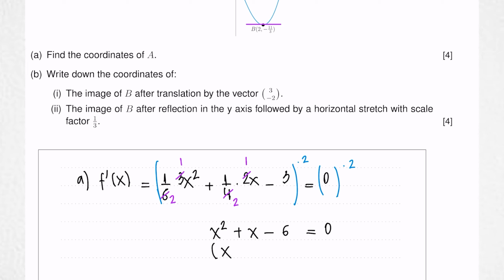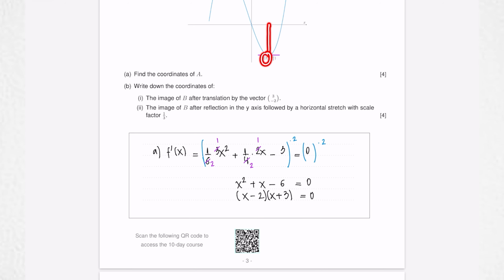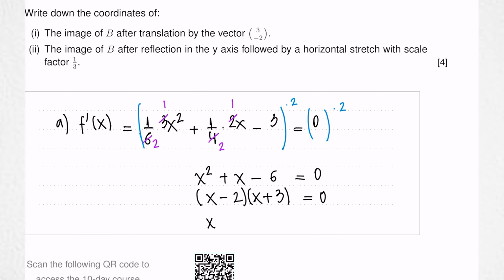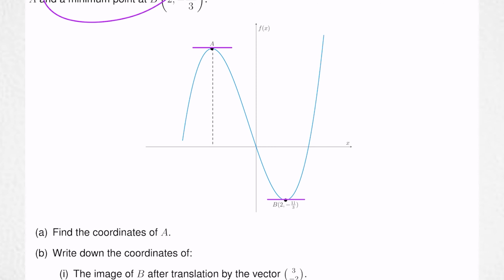Now we get x minus 2 and x plus 3 using sum and product. Now whenever we have a product which is equal to 0, either the first term is 0 or the second one. Now the first term being 0, we already knew that would happen because we can see that we have a min when x is equal to 2. So that's not new, that's actually expected. But the other answer is x equals negative 3, which is the x value of this point over here.